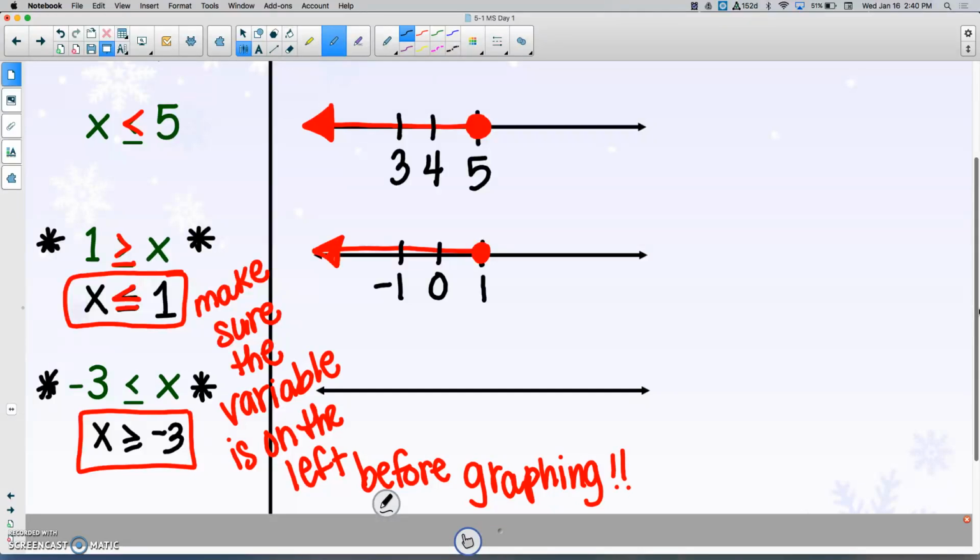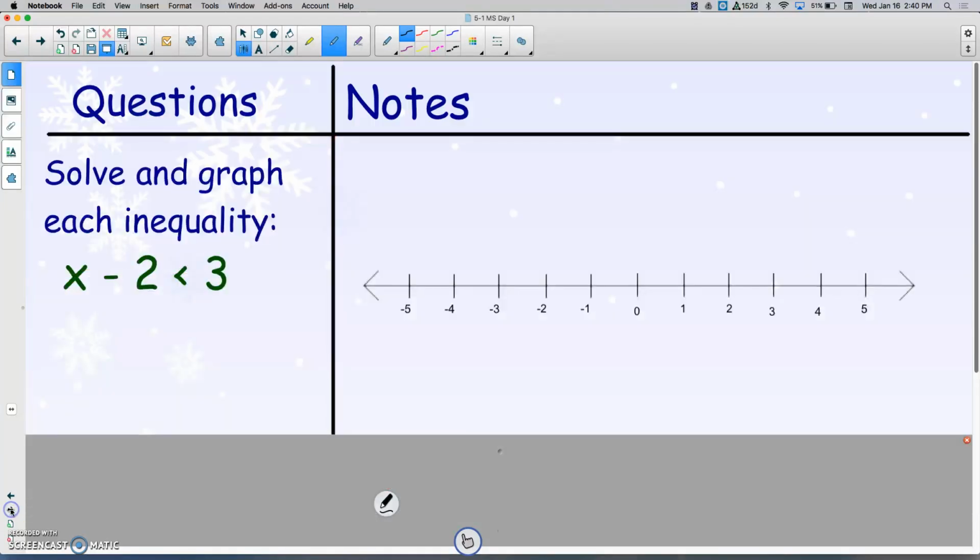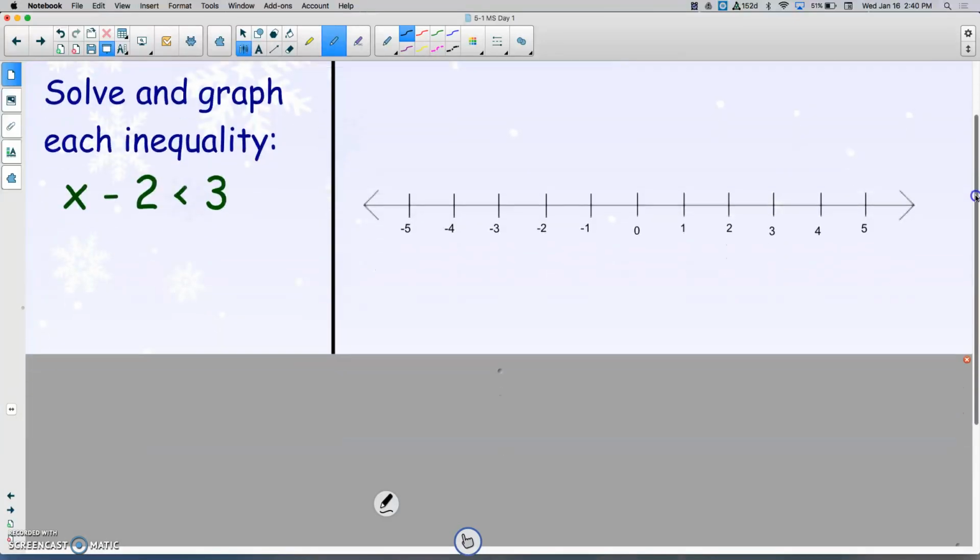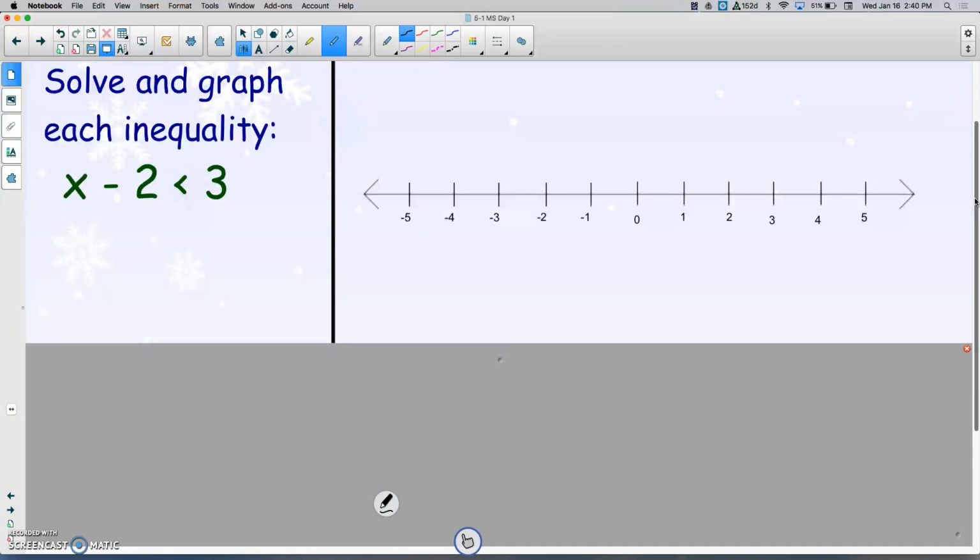Okay, so negative 3, and then now that I've switched it, it's a closed circle going to the right. So on the right of negative 3 would be negative 2 and negative 1. Now we're going to do some solving first. So far we had just been graphing inequalities. Now we are going to do some solving, and then we're going to graph our solution.